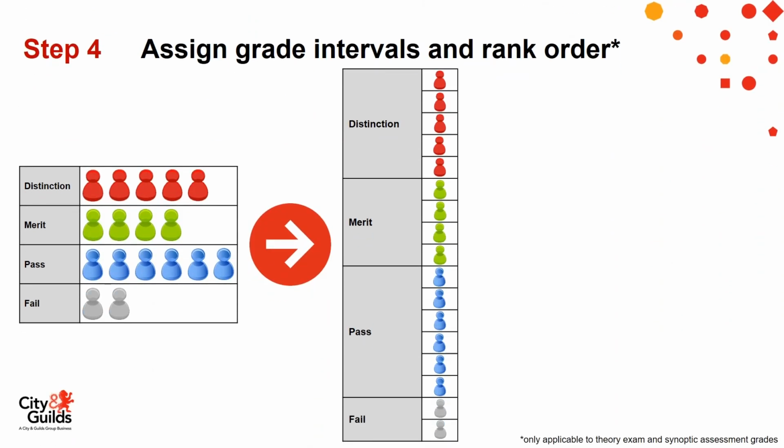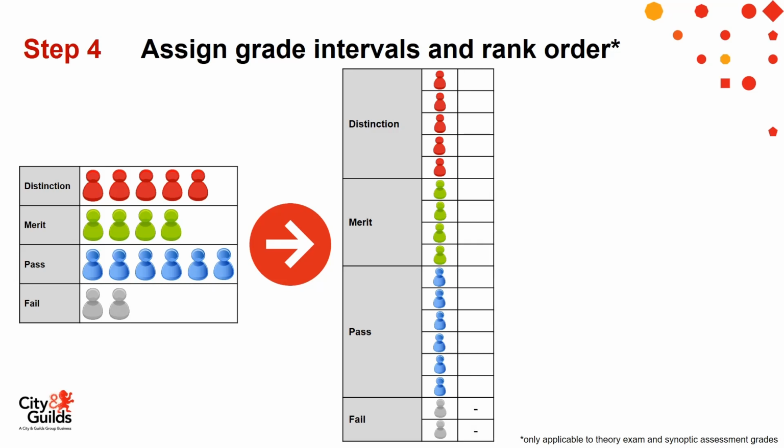Step 4 is assigning grade intervals and rank order. So using the same cohort of 17 candidates where we assign their grades for a synoptic assignment, let's now put in their grade intervals. In our example, we had 5 distinction candidates, 4 merit candidates, 6 pass candidates, and 2 candidates who had failed. We don't have to assign grade intervals for fail grades, so we'll start with the candidates who have achieved a pass.